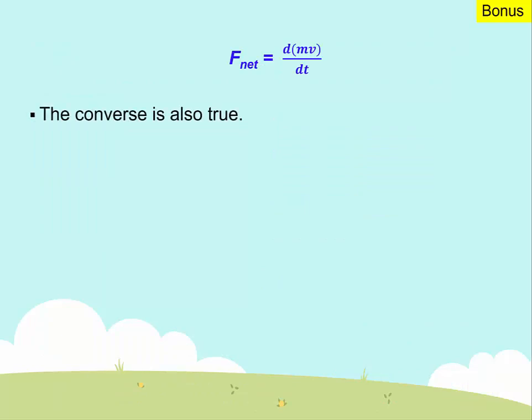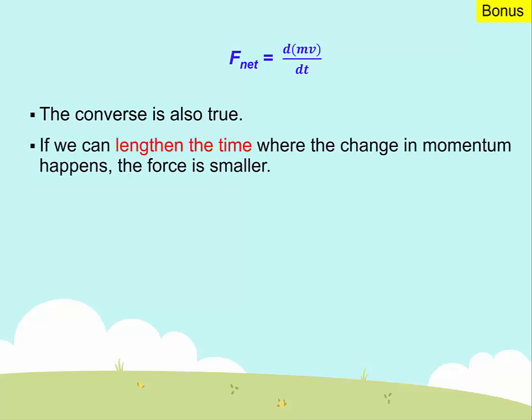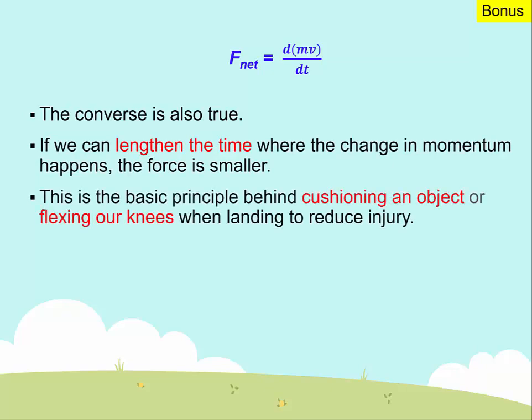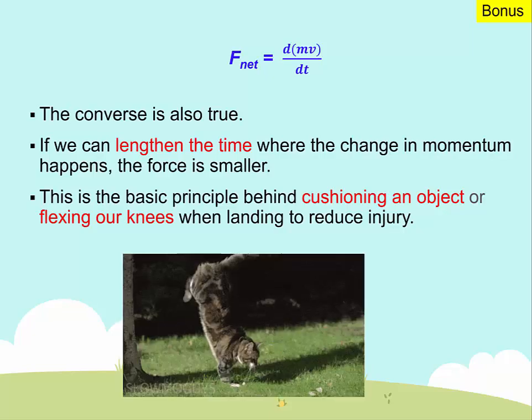The converse is also true. If we can lengthen the time where the change in momentum happens, then the force will be smaller. This is actually the basic principle behind cushioning an object. When you are hitting the wall, for example, if I put a mattress on the wall, you won't feel so painful because you take a longer time to stop. Or when we land after jumping, we flex our knees to reduce the force and reduce the injury.